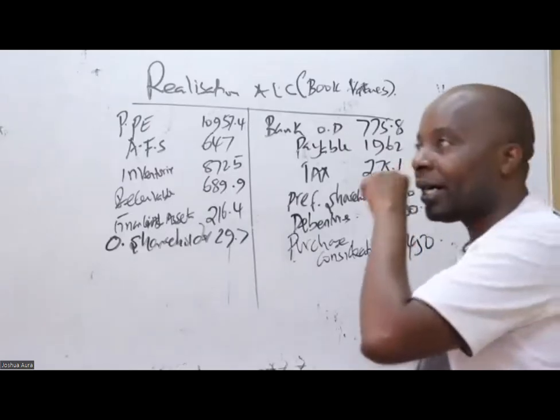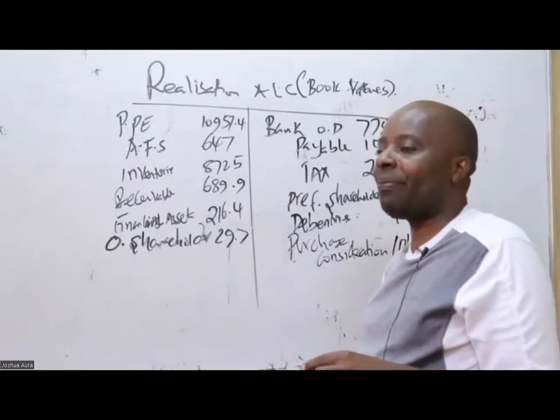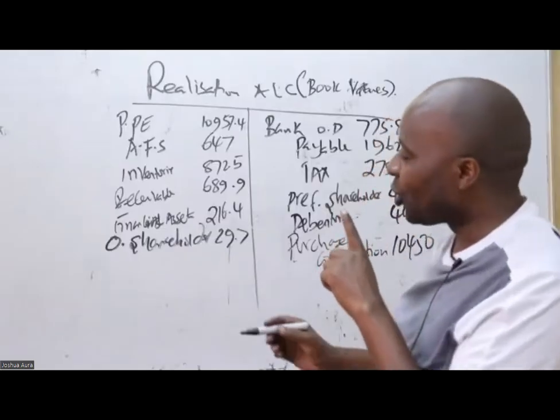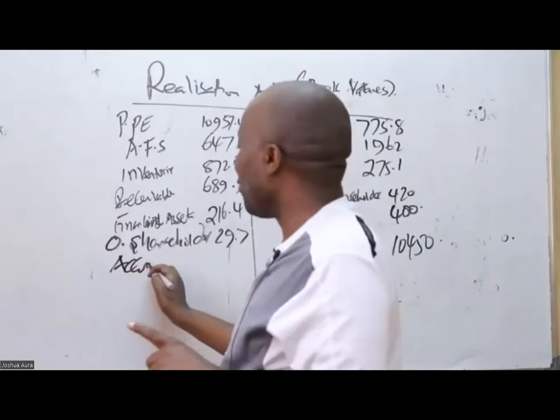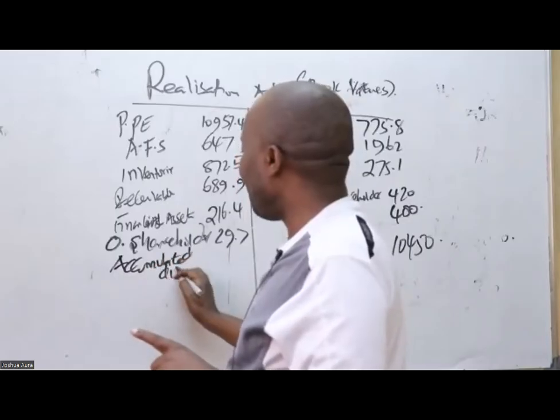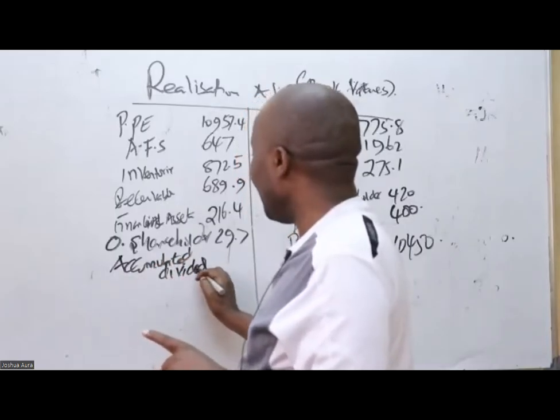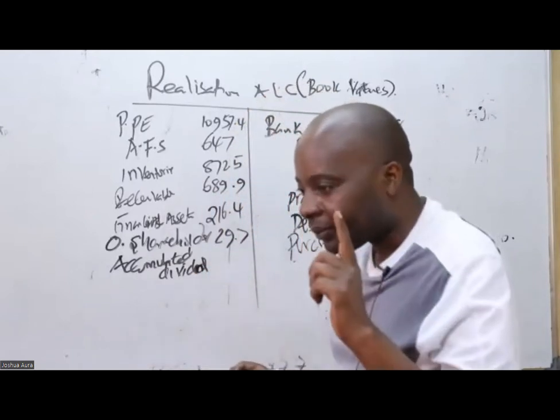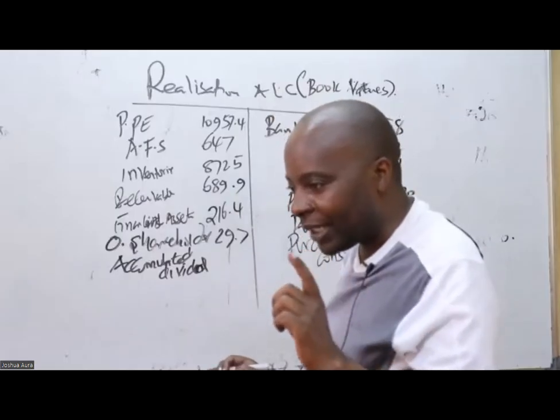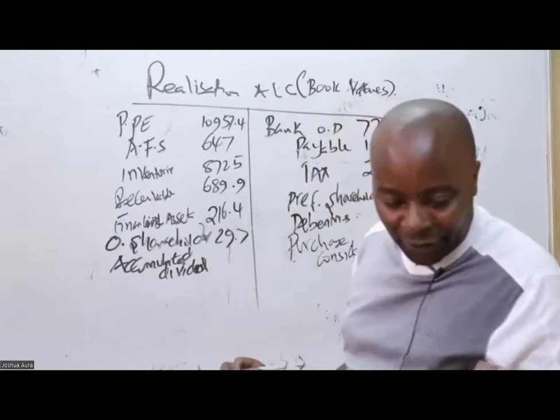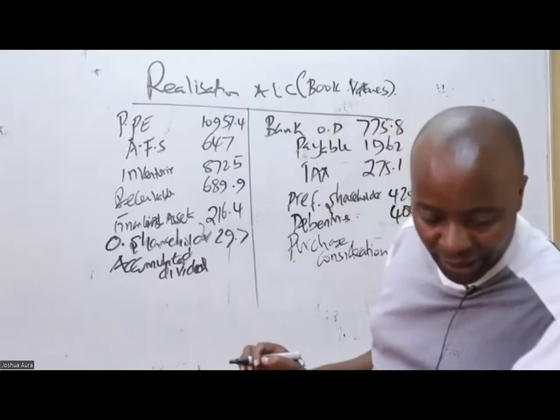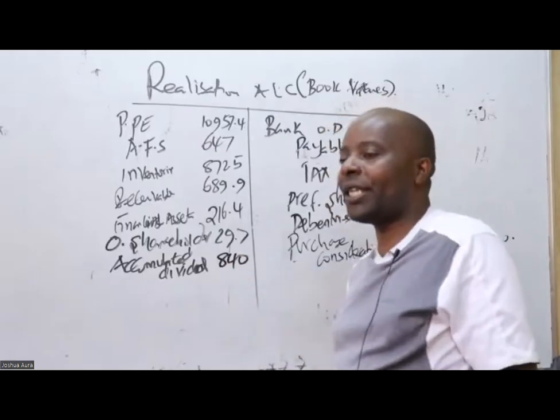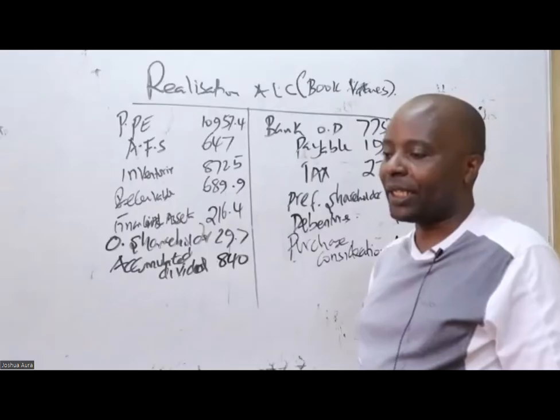And then remember that these people went ahead and paid for us the accumulated dividend, if you remember. How much was the accumulated dividend? 840. Is there any other thing that these guys helped us pay?